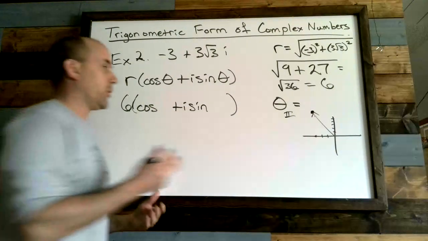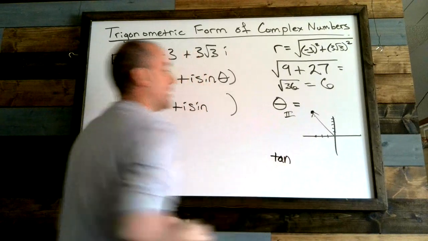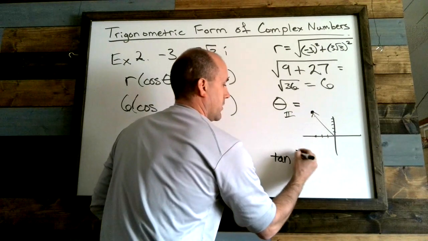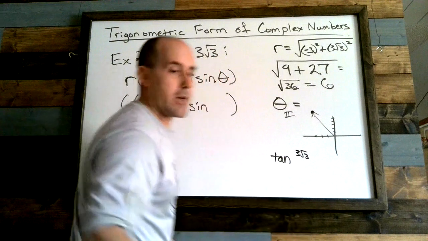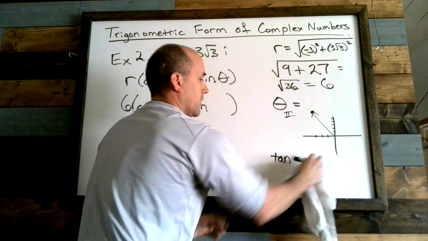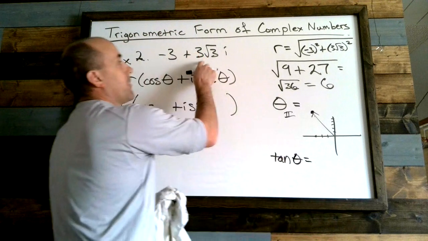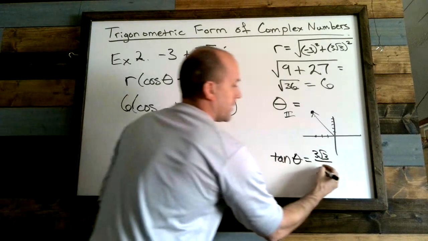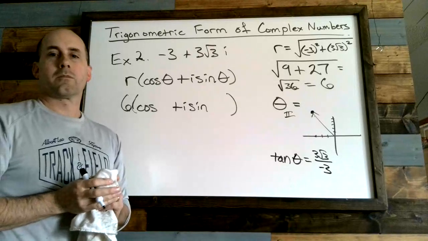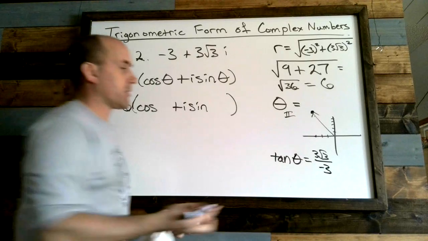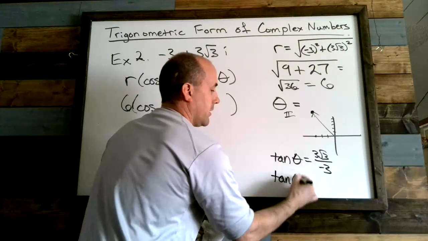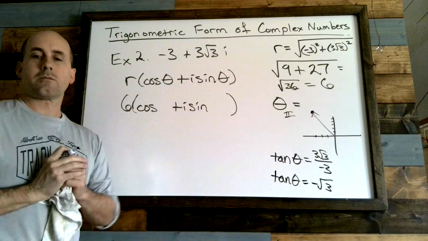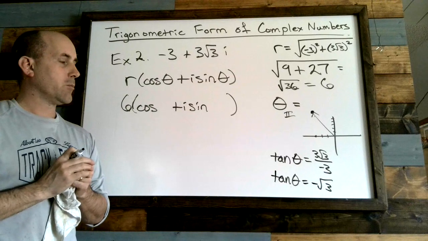How do we actually find the angle? We set up tangent of theta is equal to b divided by a. I'm sorry, folks, I made a mistake here. Tangent of theta is equal to b divided by a. b is 3 roots of 3. a is -3. You can see what cancels out there is the 3's. So we get tangent of theta is equal to -√3.